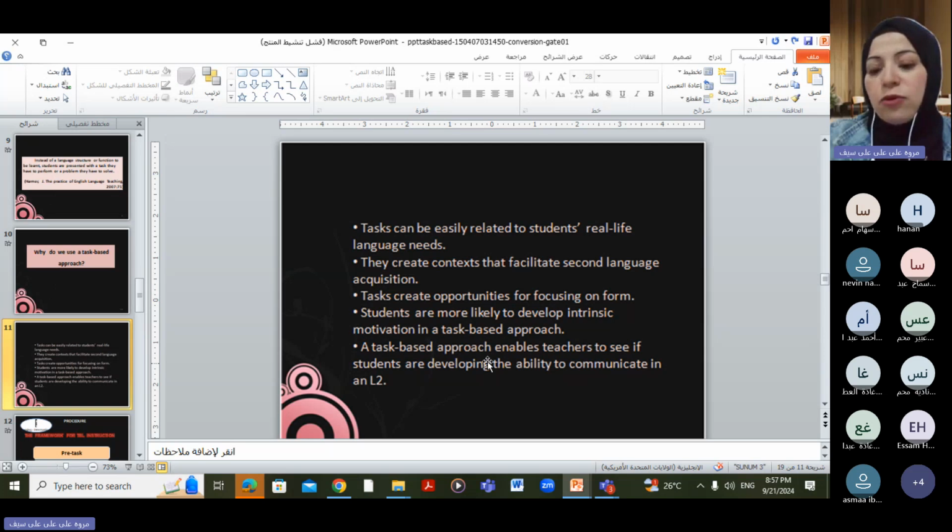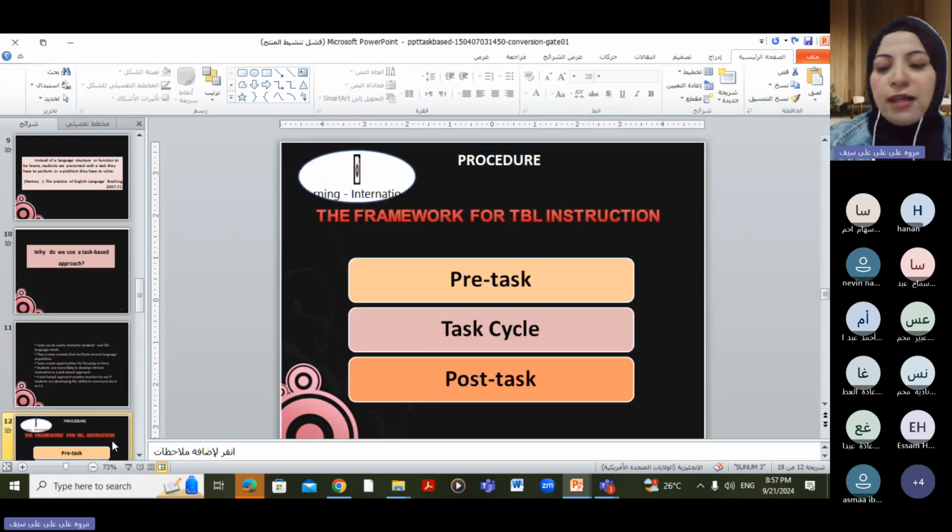A task-based approach enables teachers to see if the students are developing the ability to communicate in the second language. So we need the language for communication, to convey the message, to express how to prepare for a party, or to plan for a trip, for example, like these examples that we all do all the time in our real life. So this is why the task-based learning approach is important.